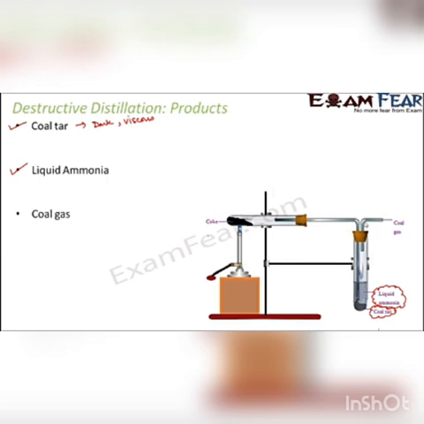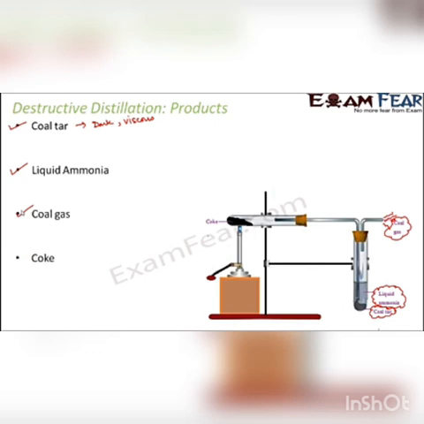They just go out of this vertical tube. So we can actually see some vapors coming out of this tube. These vapors are nothing but coal gas. So that's how, again, we got another product out of coal.